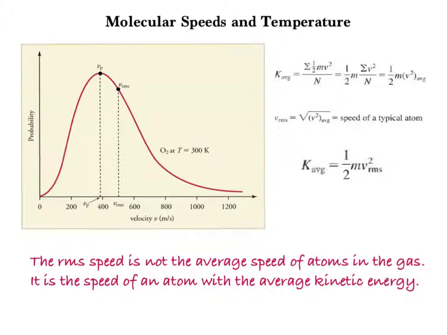Now, the root mean square speed, or the RMS speed, is not the average speed of atoms in the gas. It's the speed of an atom with the average kinetic energy. But the average speed and the RMS speed are very nearly equal, so we can interpret an RMS speed as telling us the speed of a typical atom in the gas. So by rewriting this equation in terms of the RMS speed, it gives us the average kinetic energy per atom.